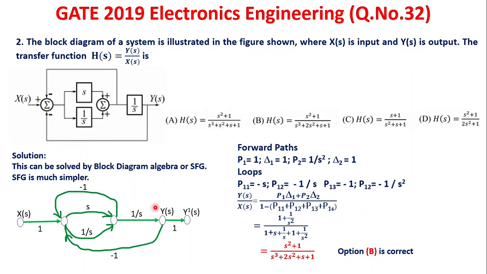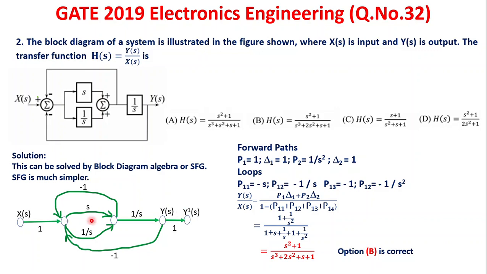We know that an output node is a node with only incoming signals, but here you have incoming as well as outgoing. So the definition of output node is not satisfied. Therefore, a branch with unity gain is taken and is called Y'(s). If you want, you can do it straight away. Once you draw the signal flow graph, the next procedure is to find the forward paths and loops and apply Mason's gain formula.